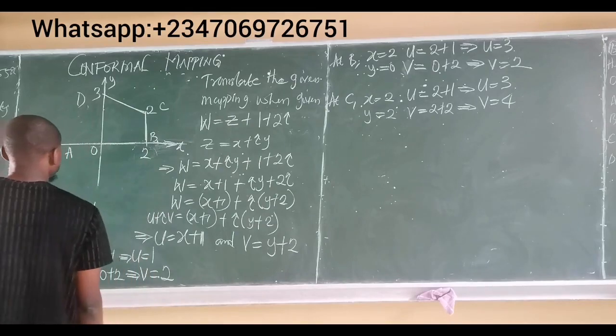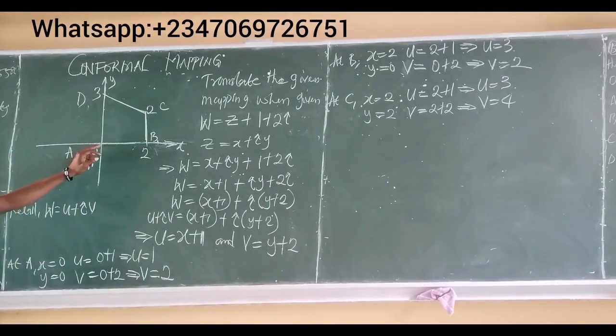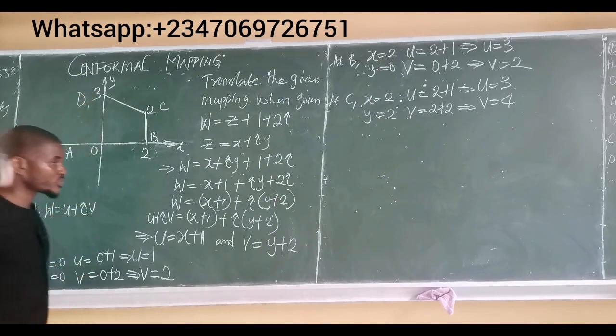Finally, we locate point D. From the origin, you locate point D. So you simply move from the origin down towards the Y direction by 3 meters to locate point D. We didn't move in the X direction, hence X becomes 0. So at D, Y is equal to 3 and X is equal to 0.